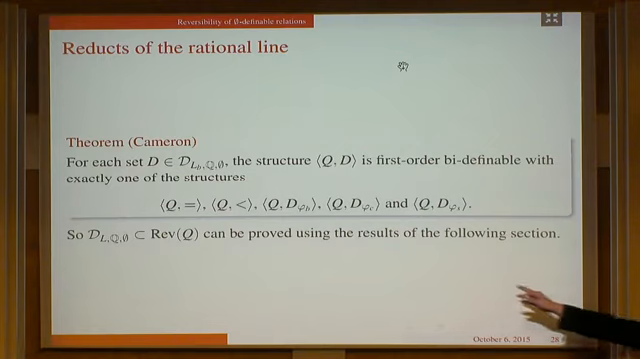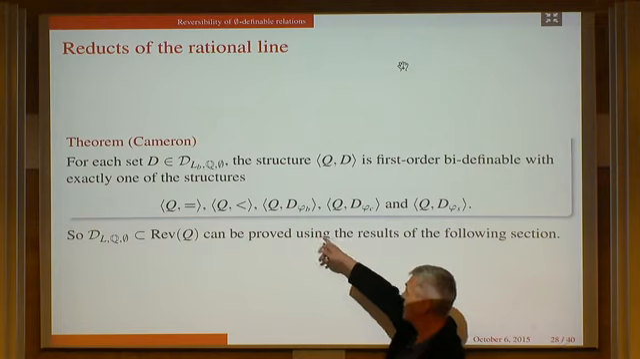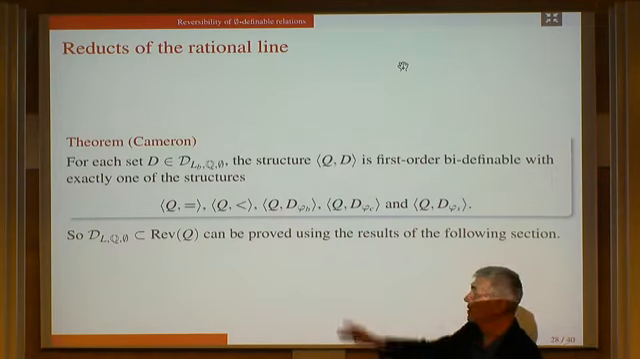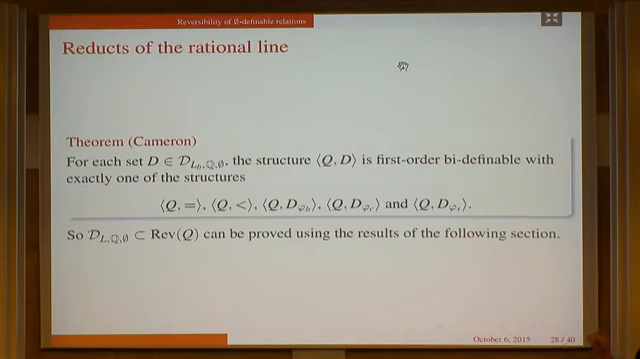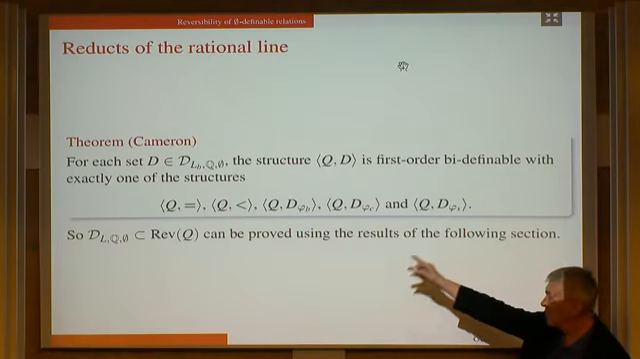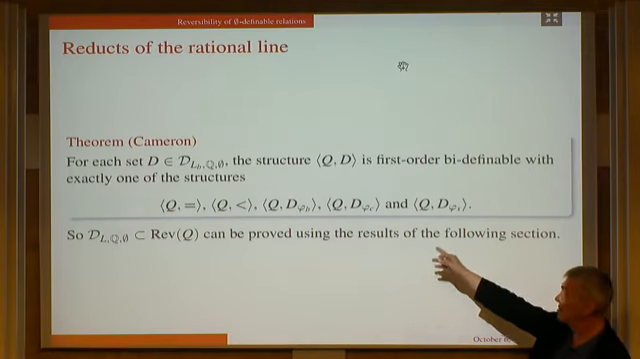Now, these relations obtained by betweenness, cyclic, and separation are very important because Cameron proved that each set definable in the rationals... You take the rational line and observe all definable sets without parameters. Cameron showed that for each definable set, Q with D is first-order definable with exactly one of the following five structures: trivial, Q with equality, Q with the original relation, Q with betweenness, and Q with the cyclic relation.